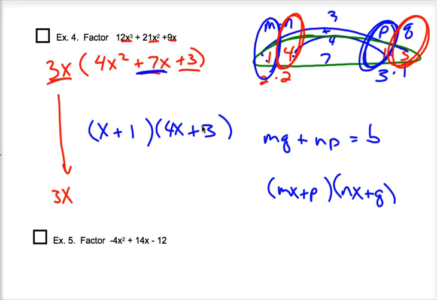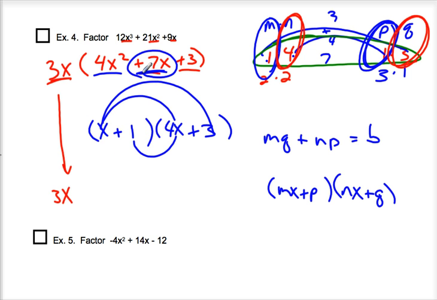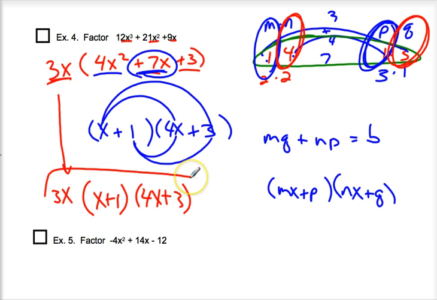And I would certainly encourage you to check to make sure mentally that that works out. FOIL this out. Is x times 4x is 4x squared. There's my 3x plus 4x gives me 7x in the middle. And then 1 times 3 is 3. So that works out. So my final answer has got the 3x in front of it, and then an x plus 1, and a 4x plus 3. That's totally fair.